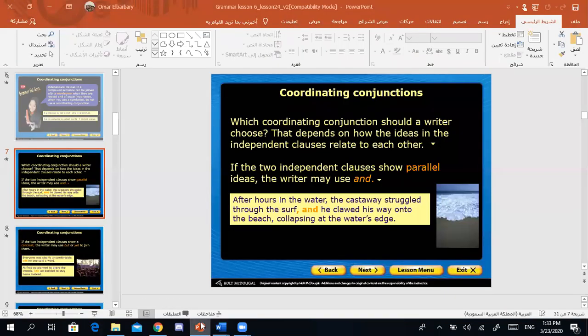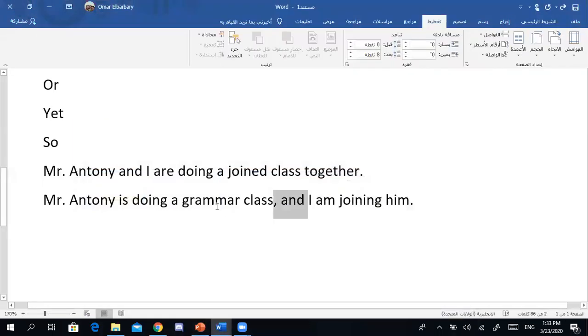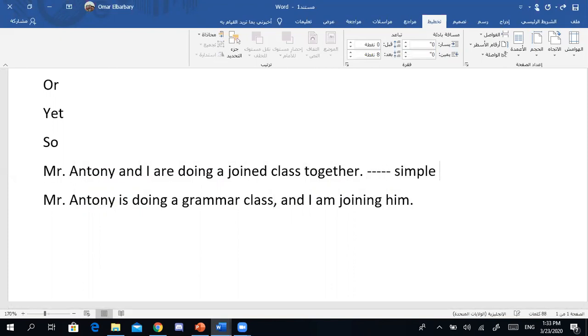So Mr. Anthony, it's a compound sentence. The second one is a compound sentence. The first one is a simple sentence. Okay, so this is a simple sentence, and this is, of course, a compound sentence. All right, love, you understand? Yes. Okay.